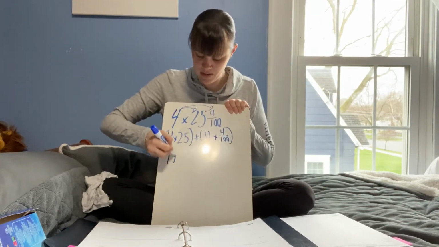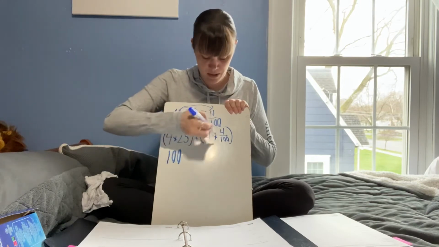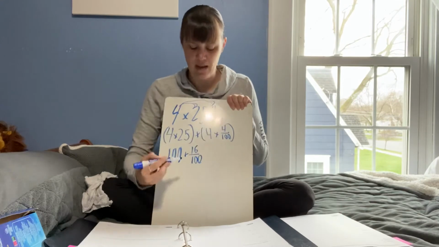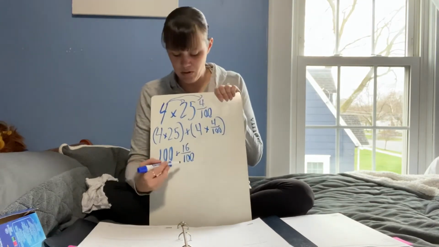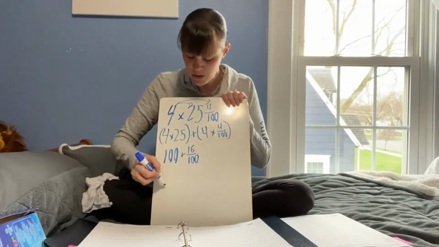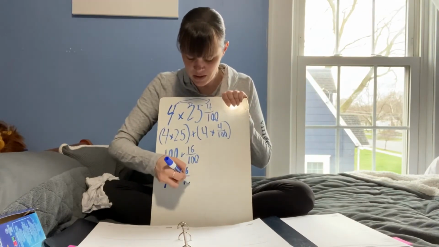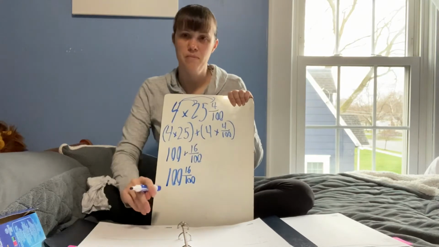4 times 25 is 100. We just had that. 4 times 4, 16 100ths. That, boys and girls, is just a regular old fraction, isn't it? So our answer is 100 and 16 100ths. I like that one.